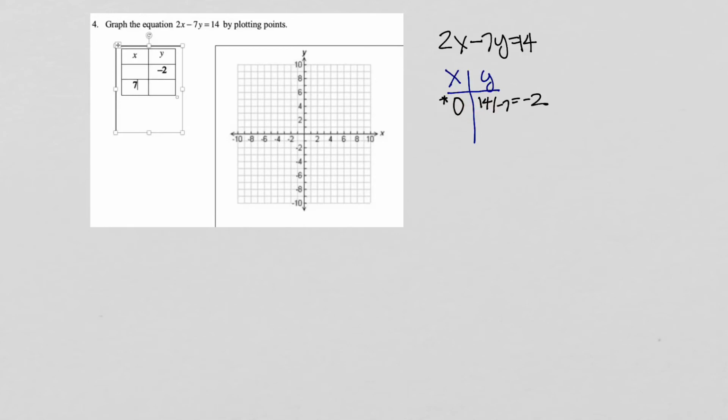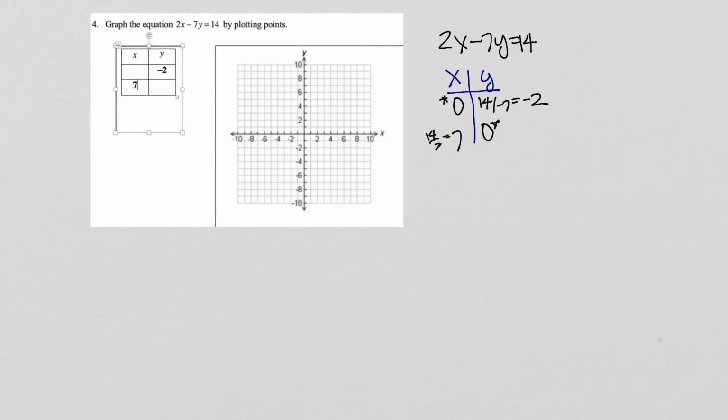Now, let's choose y to be 0. I'll put a little star there. That's the one I'm choosing. And if I choose y to be 0 and put that in here, that whole term is gone, and I'm left with 2x equals 14. And then I can get x by dividing by 2. So we're going to get 14 divided by 2, which is 7.